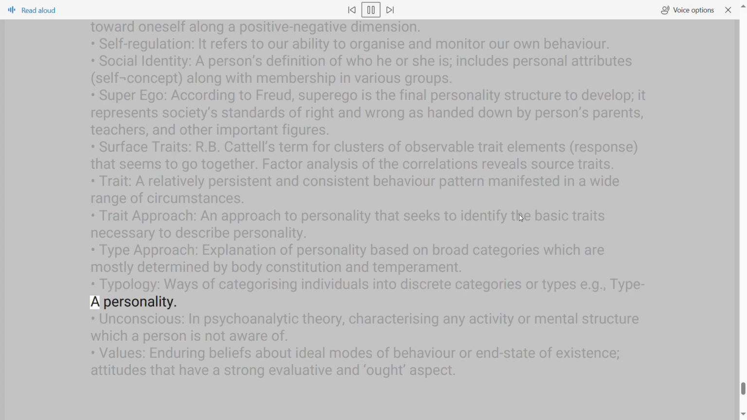Example, type A personality. Unconscious, in psychoanalytic theory, characterizing any activity or mental structure which a person is not aware of. Values, enduring beliefs about ideal modes of behavior or end states of existence, attitudes that have a strong evaluative and ought aspect.